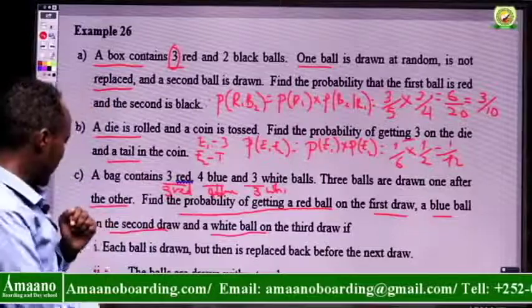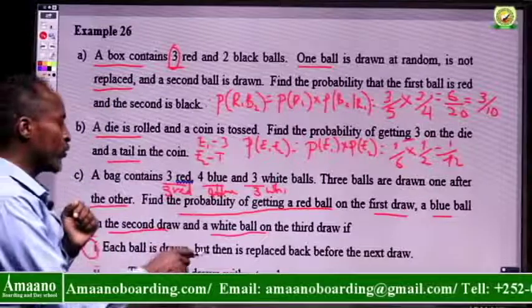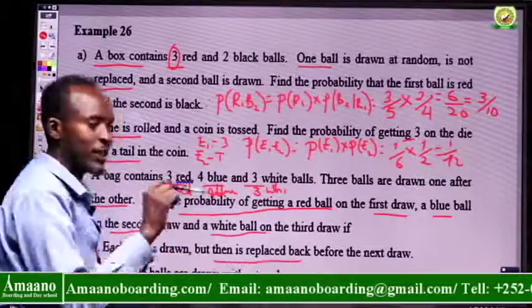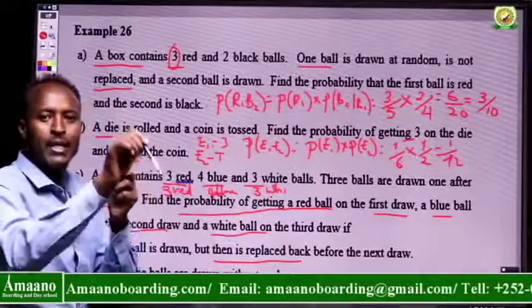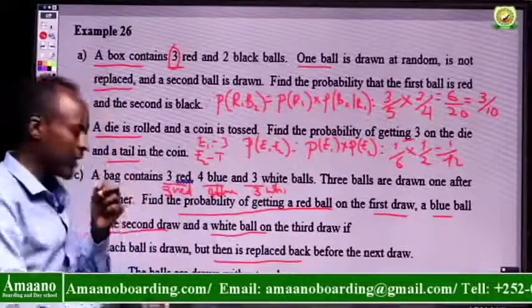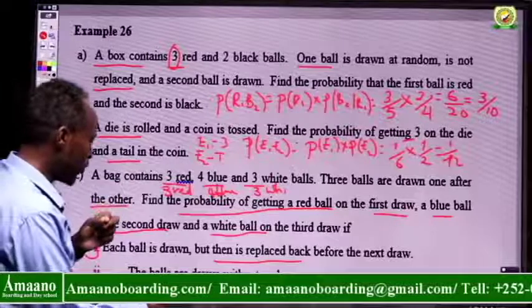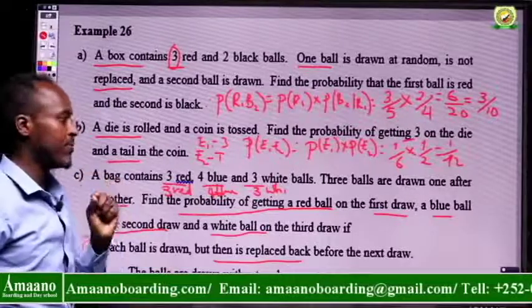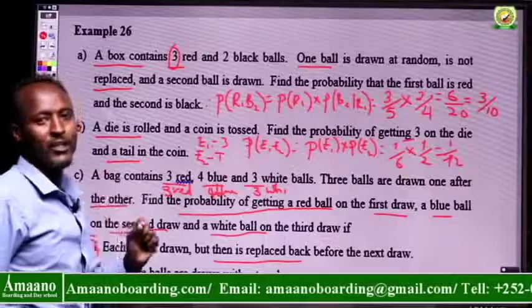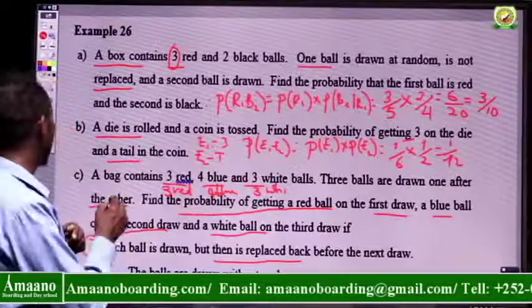If each ball drawn is replaced back, as long as there is a replacement, those are independent events. Number B, Roman 2, without replacement, that will be dependent events.